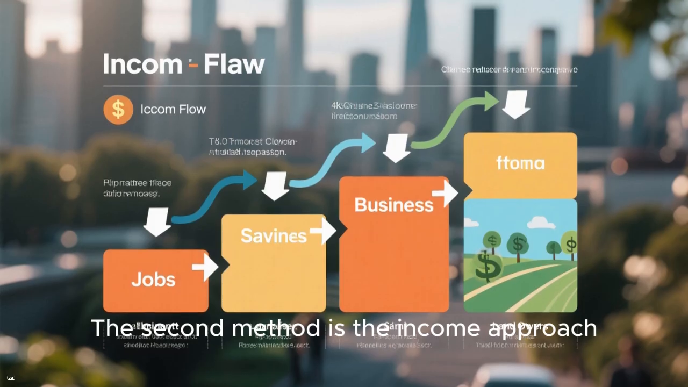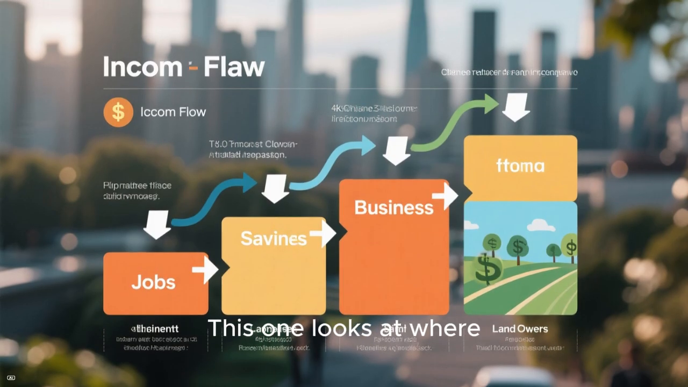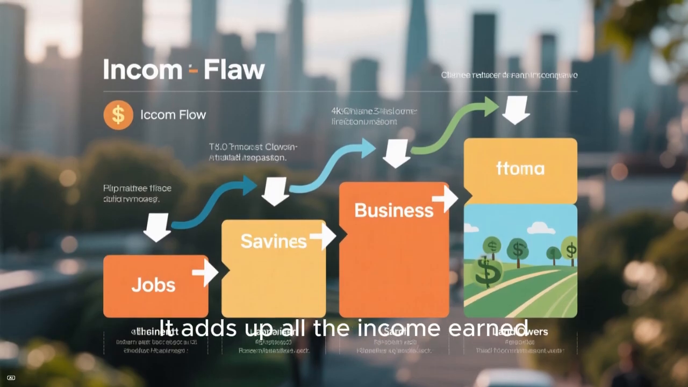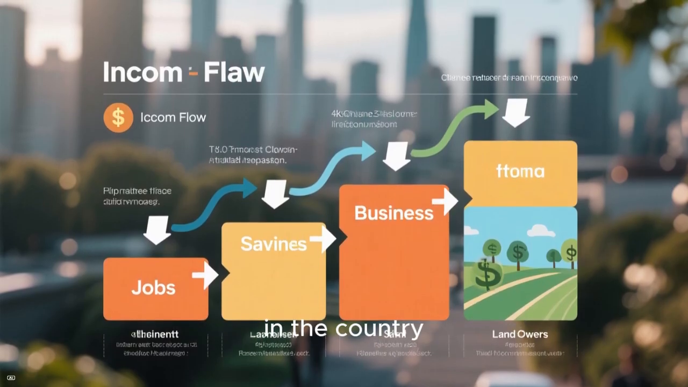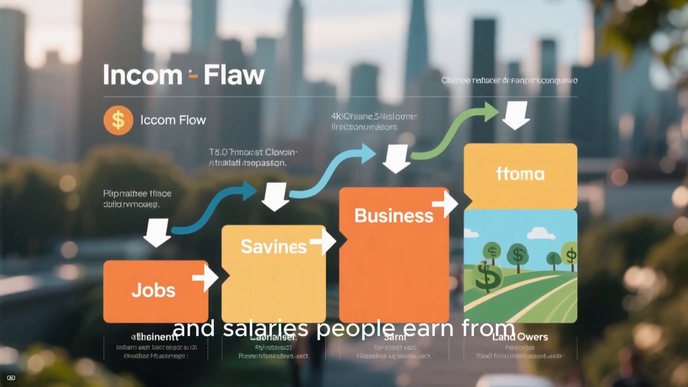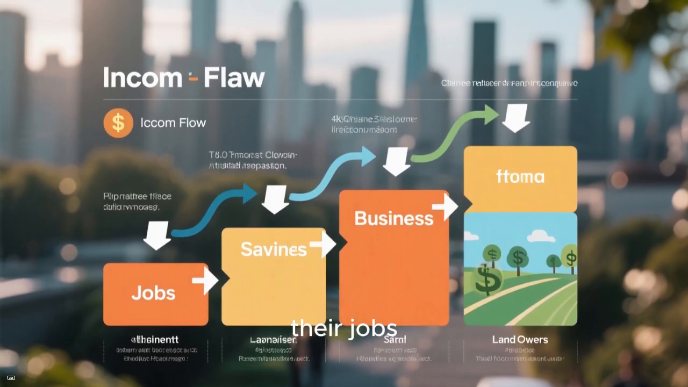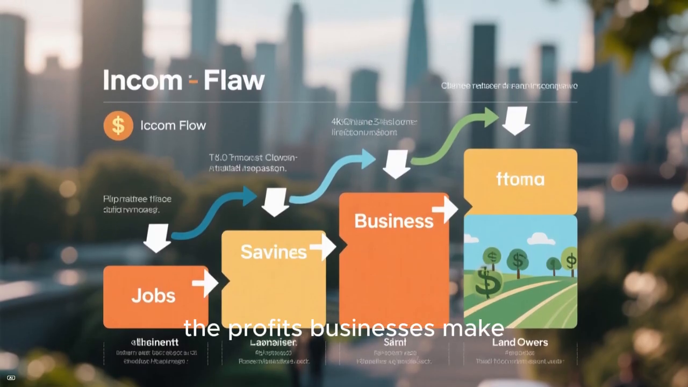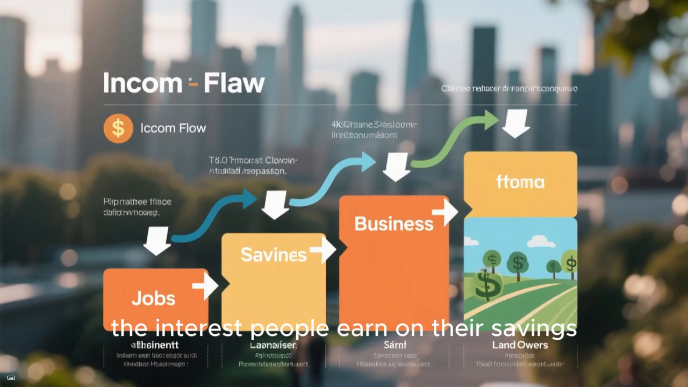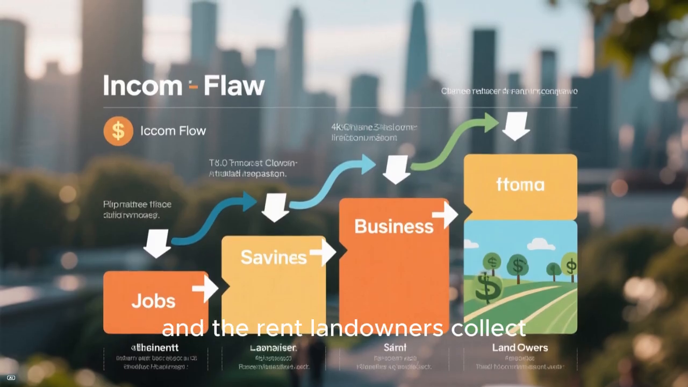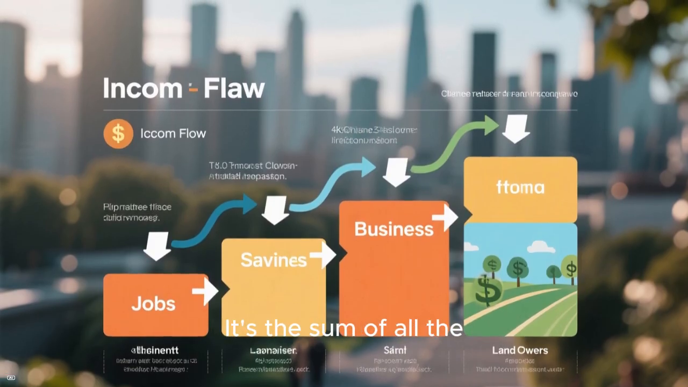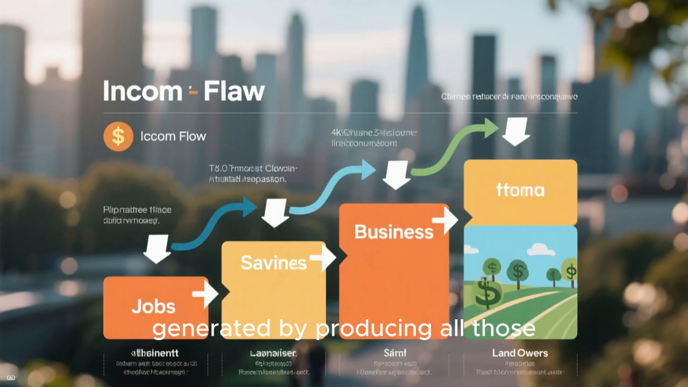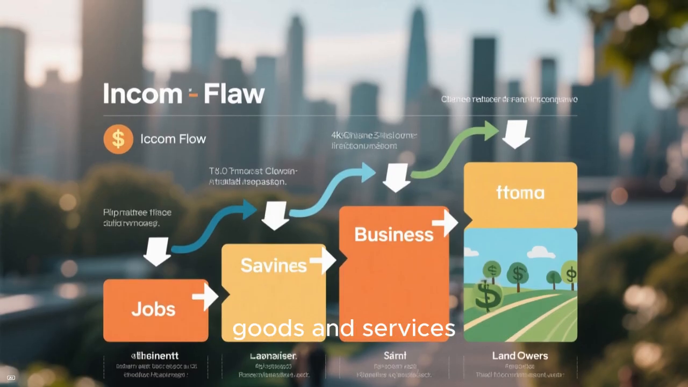The second method is the income approach. This one looks at where all the money goes. It adds up all the income earned in the country. This includes the wages and salaries people earn from their jobs, the profits businesses make, the interest people earn on their savings, and the rent landowners collect. It's the sum of all the paychecks and profits generated by producing all those goods and services.